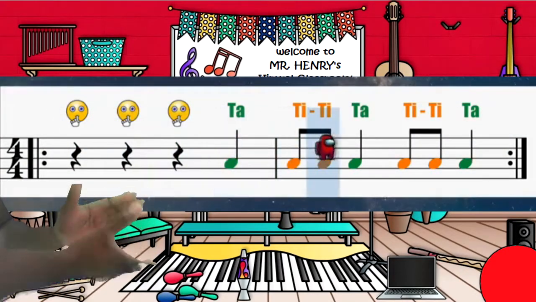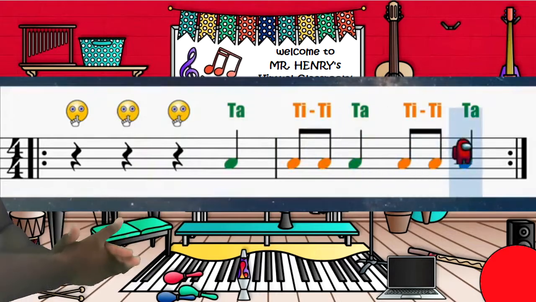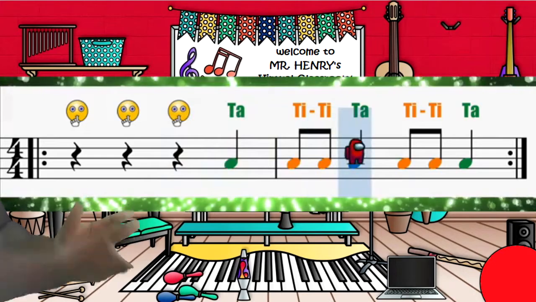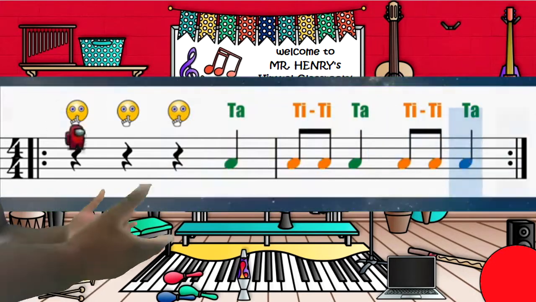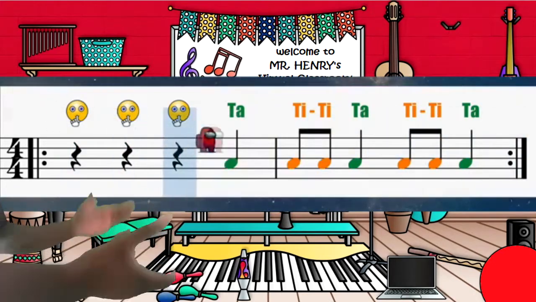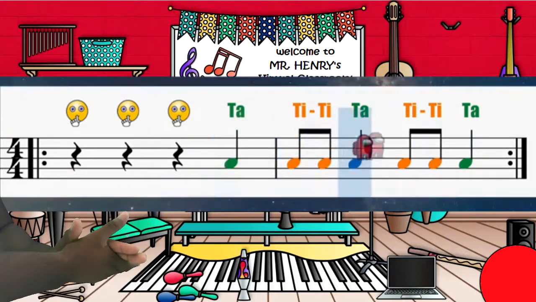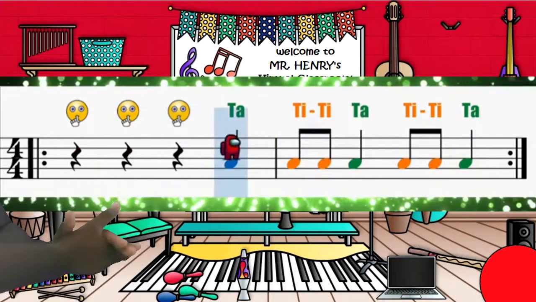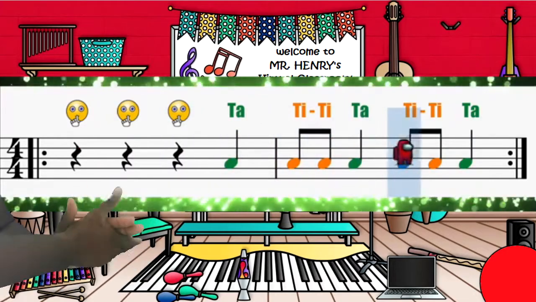Ta, tee tee ta, tee tee ta. Ta, tee tee ta, tee tee ta. Ta, tee tee ta, tee tee ta. Ta, tee tee ta, tee tee ta.